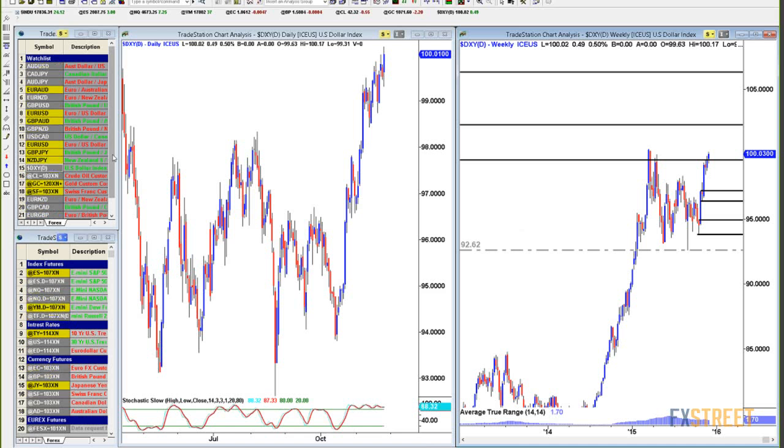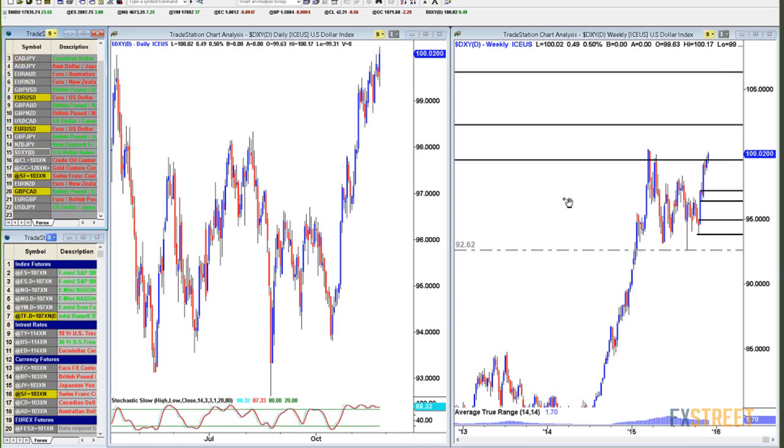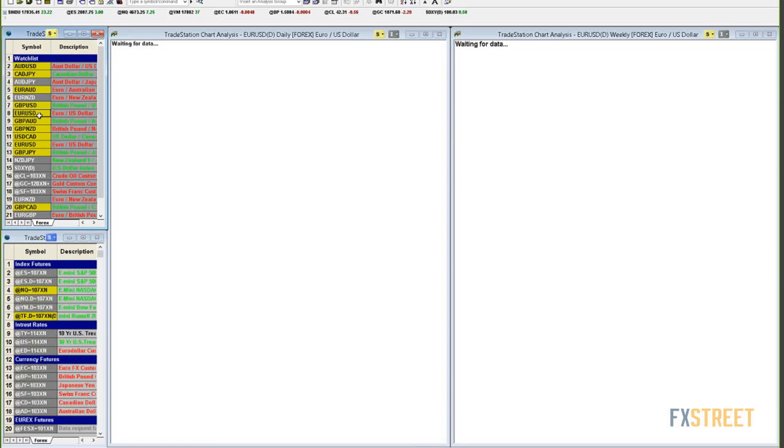So let's take a look at that euro. Again, I don't trade the dollar index, by the way, guys. I'm using it as a guide. So if we look at some of these major pairs on here now, we're going to look and see, okay, if we were going to take some trades on here, what would be the ones that we're looking for?